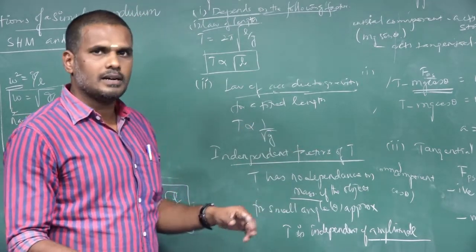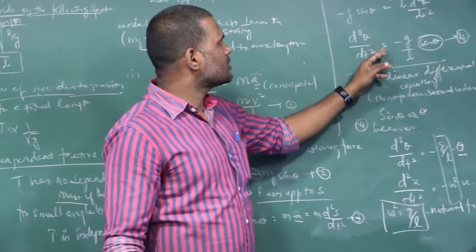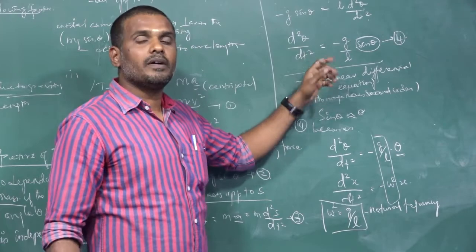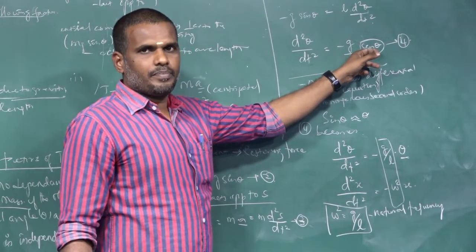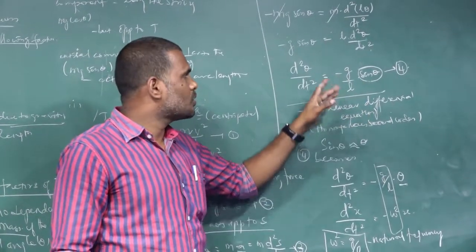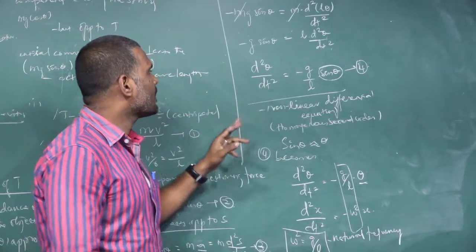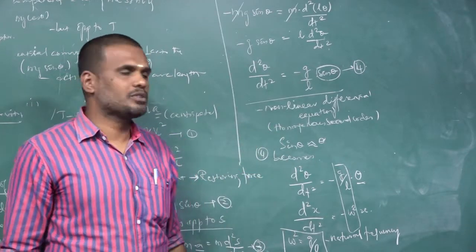When you obtain the result, d square theta by dt square is equal to minus g by L into sin theta. With the help of restoring force condition, we have sin theta. Sin theta is existing in the equation, which will not give this expression as a linear one. So this equation is a non-linear differential equation, which is a homogeneous second order equation.